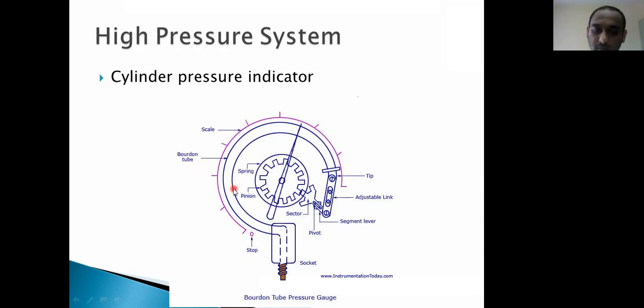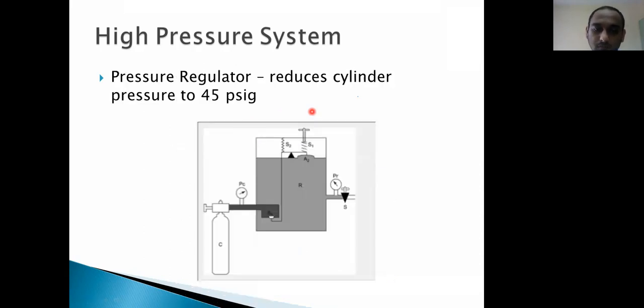So it is due to the flexible hollow metallic tube in which the pressurized gas is released, which leads to movement of the tip, which leads to movement of the needle, and the deflection shows the pressure inside the cylinder. So all the pressure gauges that you will see on the transport cylinders, on the cylinders inside OT as well, all of them will have this Bourdon tube type pressure gauge.